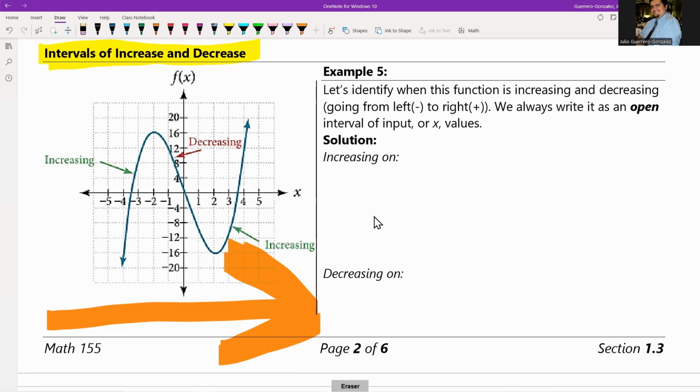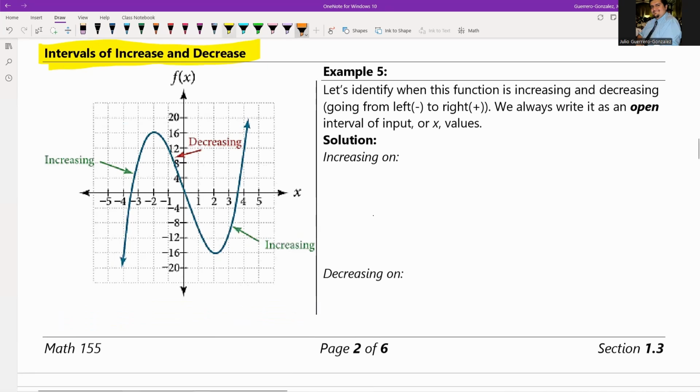For this one, it's already sort of semi-spelled out for you. Increasing on these, decreasing on this one. The thing I want to point out is these two points right here. Those seem to be the important points. Actually, let me not do it in blue. Let me do it in that nice orange so it stands out. There we go.